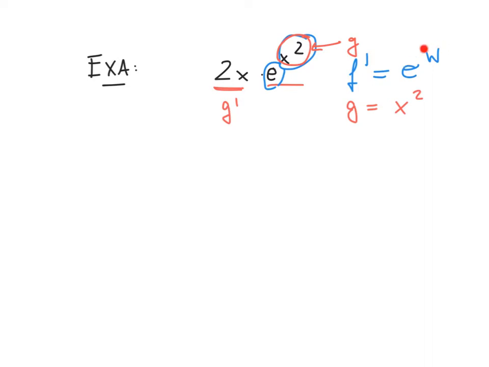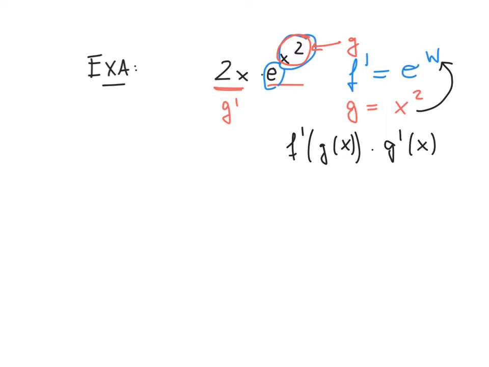So this is our outer function now, e to the w, right? And then g is our inner function, x squared. So x squared gets plugged in for w here, right? And then the whole term is multiplied by g prime. So it's exactly of the right form, right? So it's exactly of the form f prime of g of x times g prime of x.